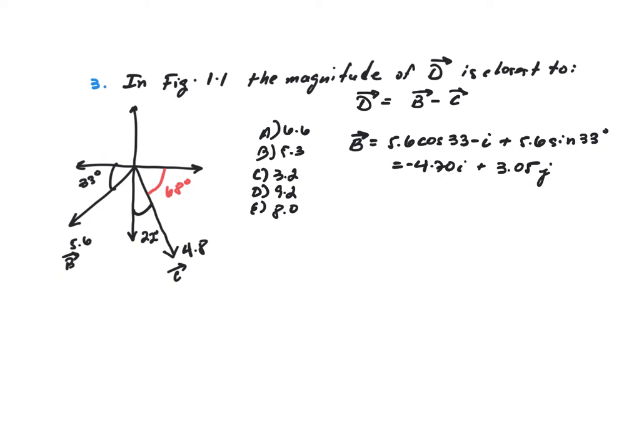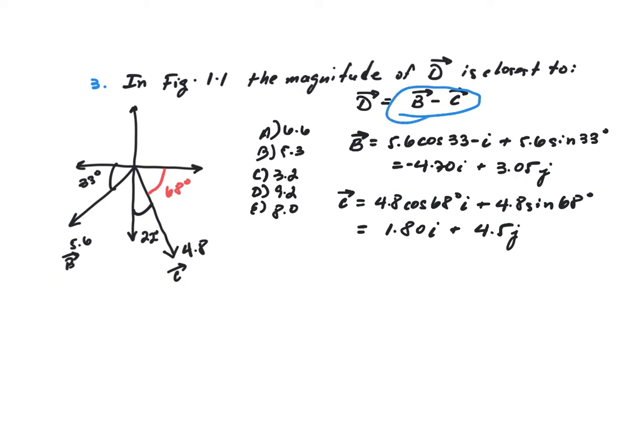J. And let's do the same thing for C. C is 4.8 cosine of the 68 degrees I plus 4.8 sine of the 68. This comes out to, I already did the work, so this comes out to 1.80 I plus 4.5 J.